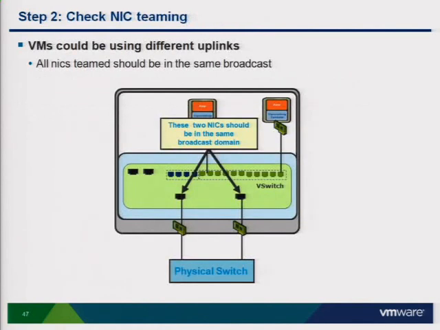Step 2 is to make sure that the different NICs across your team are all connected to a physical switch that is configured with the same broadcast domain. So both your NICs need to be on the same broadcast domain, as one VM might decide to fail over, or multiple VMs can be using different legs of the team.